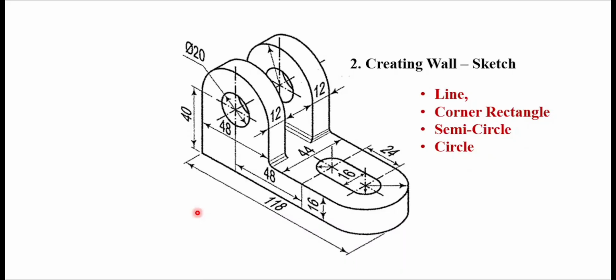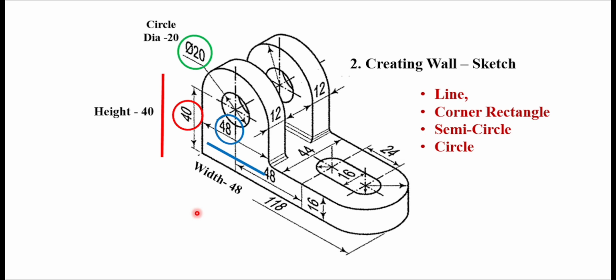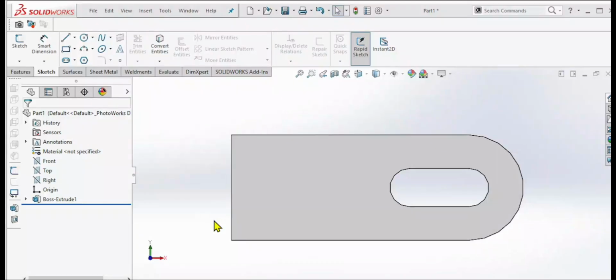For creating a wall, we are going to use a line, corner rectangle, semicircle and circle. First we are going to make a corner rectangle of height 40 and width 48. Then we are going to make a circle of diameter 20 at the height of 40. Then we are going to make a semicircle of diameter 48. We'll create one by one in the model.